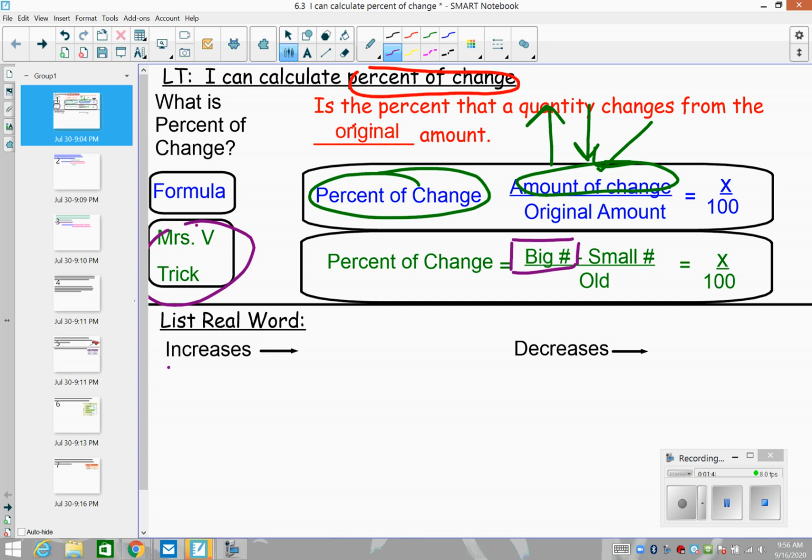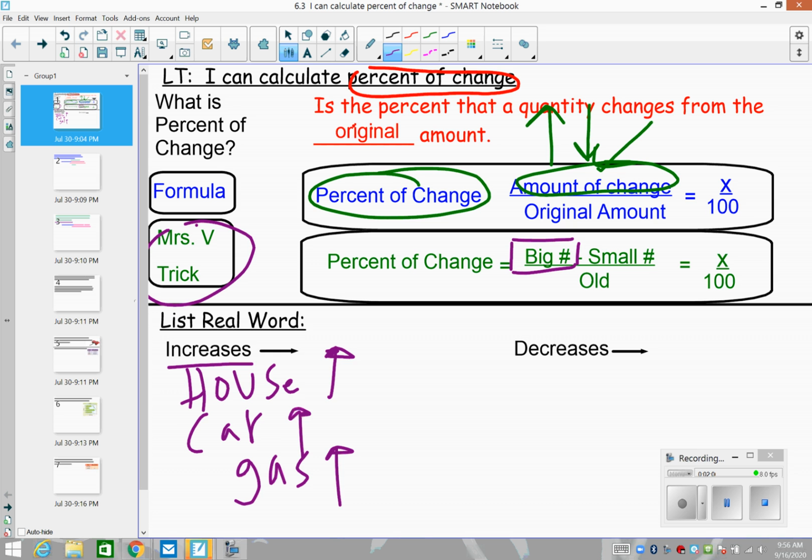Okay, so increases in the real world. Well, the cost of a house increases over the course of time. The cost of brand new cars increases over time. The cost of gas typically increases over time, and so on. Now, when I say a car, I mean the value of a brand new car. When I was a kid, the price of a brand new car is very different than when you want to buy that same type of car.